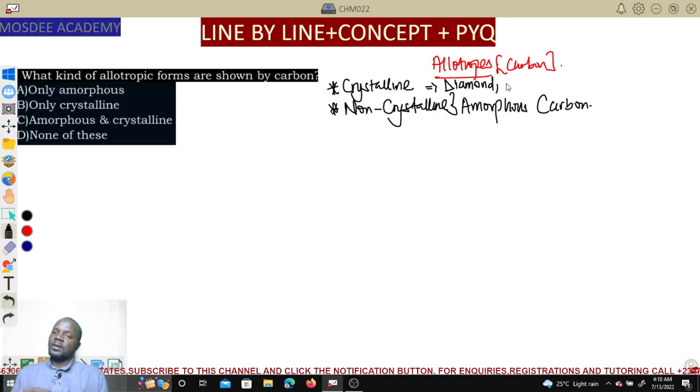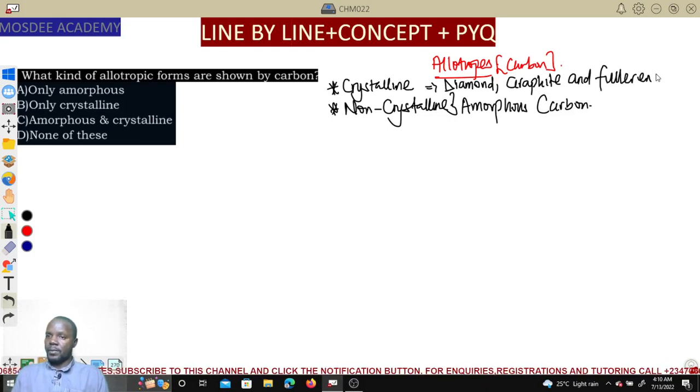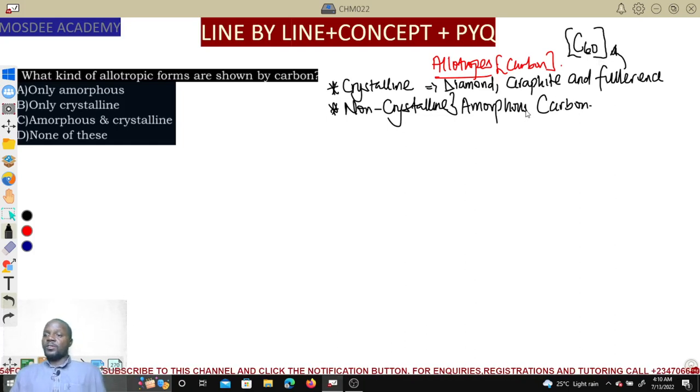Now in A-level class, graphite. And the third one is fullerene. In fact, the fullerene is the largest molecule of carbon atoms. It's called C60, though some people are still debating it can exist as C80. It was discovered by some scientists, I think three of them. I can't recall the names. But one thing you keep in mind is nobody asked about names. So, diamond, graphite, and fullerenes are the crystalline.